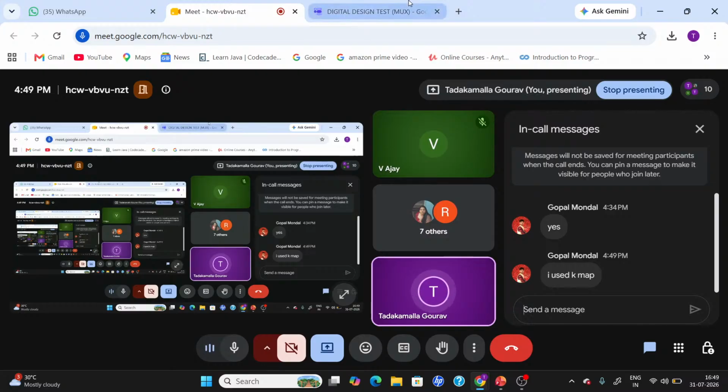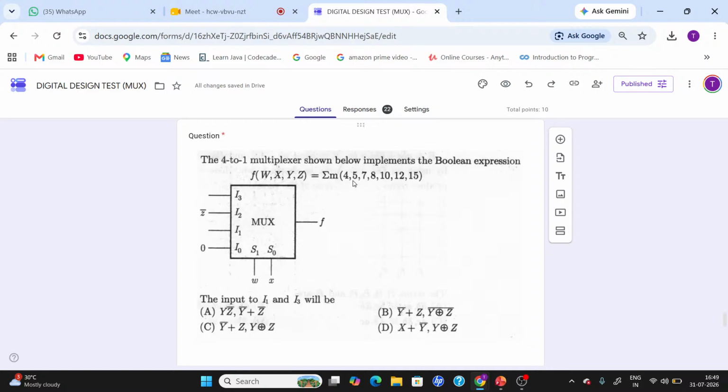Okay, the simple method is you need to write down the equations of this particular output equation and you can correlate with the Shannon's expression. Then you will get what are the inputs which are present over here. That's it. Or else you can use a K-map. Just expand all these particular min terms, and from that just cancel out the terms, or if you have anything common you can take them common, and you're going to get the inputs which are connected to input I1 and I3. So let me write it down over here.